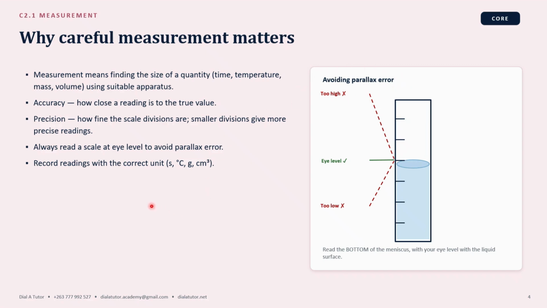Now let's have a look at what we have here. Measurement means finding the size of a quantity, time, temperature, mass, volume, using suitable apparatus. That's what measurement means. Accuracy: how close a reading is to the true value. That's accurate. Precision: how fine the scale divisions are. Smaller divisions obviously give more precise readings. Always read at eye level to avoid parallax error. Record readings with the correct unit. So if you're measuring time, you're going to be using seconds, degrees Celsius for temperature, grams for mass, as well as cubic centimeters for volume.